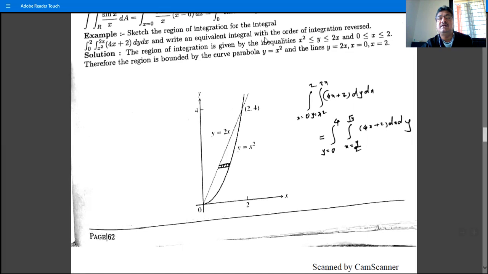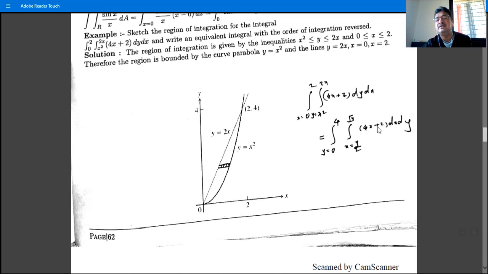Write an equivalent integral with the order of integration reversed, or change the order of integration. So this is the answer actually. Here the order is dy dx. Now we have to integrate dx dy, with respect to x first, then with respect to y second. So write 4x plus 2 as it is. There is no change in the integrand. By reversing the order of integration, the function remains as it is.